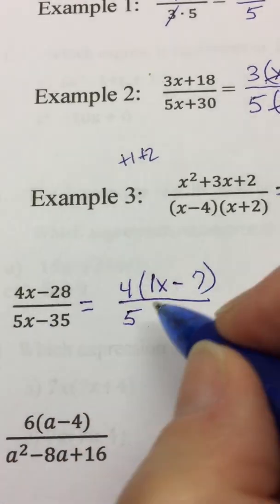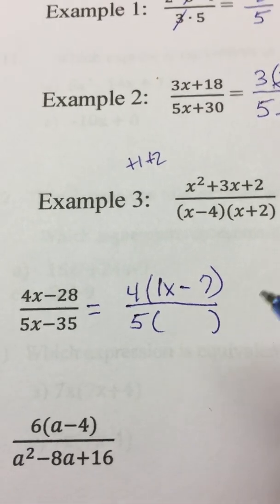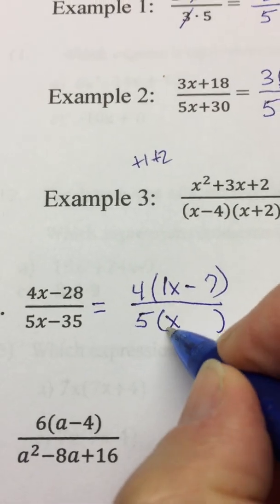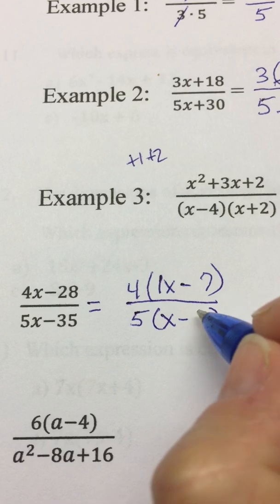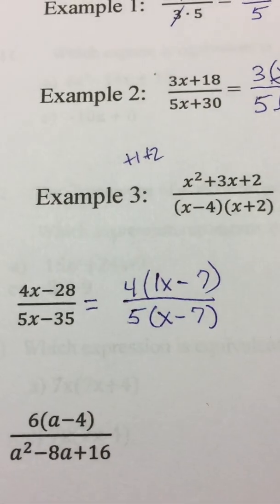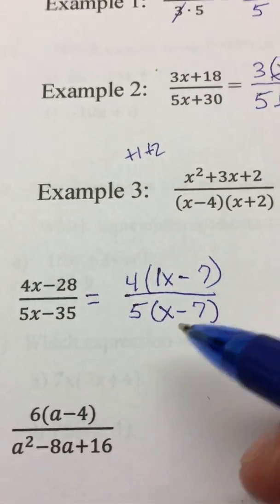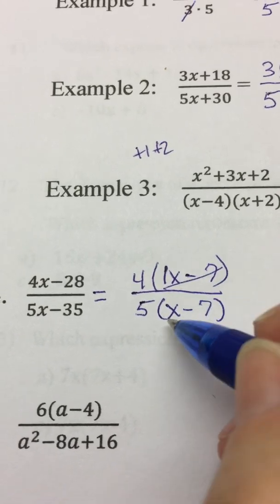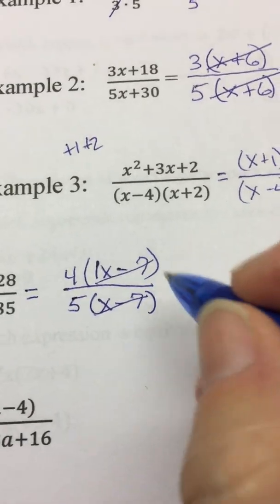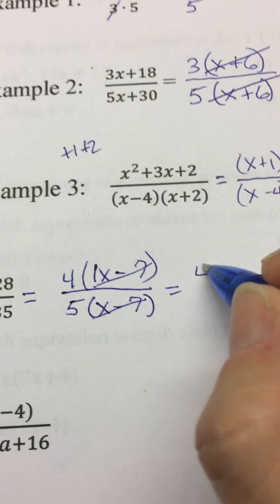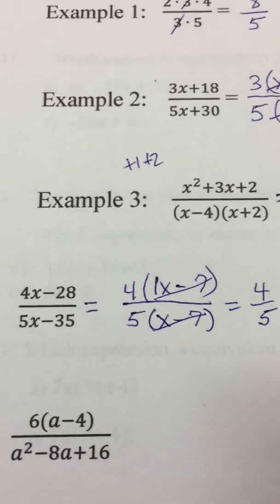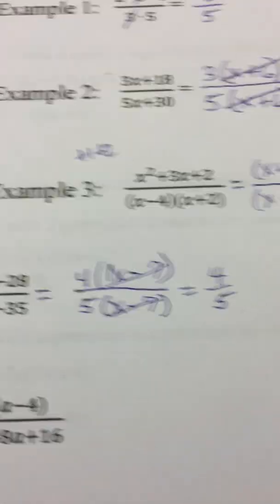5 will go evenly into both 5 and 35, so that's my GCF. I always look for that first. And of course, 5 times x is 5x, and 5 times a negative 7 will give me a negative 35. And lo and behold, x minus 7 will cancel out with x minus 7. They are the same. So I've got the same factor on top as on bottom. That leaves me with 4/5 as the answer to that division problem. So that fraction line is a division problem.